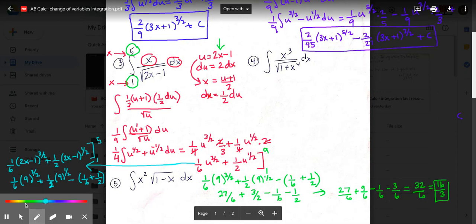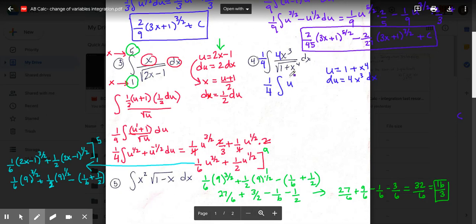Okay, this next one here, let's see. What color do I want to use? All right, what would you make u? Right, the inside. So my du would be 4x cubed dx. All right, there's nothing crazy that we have to do here. You have an x cubed dx in there. All you need to do is put in a 4 and a 1/4 on the outside, and u to the negative 1 half du.